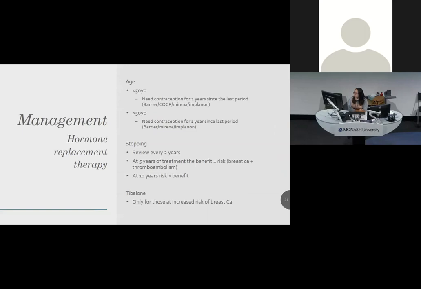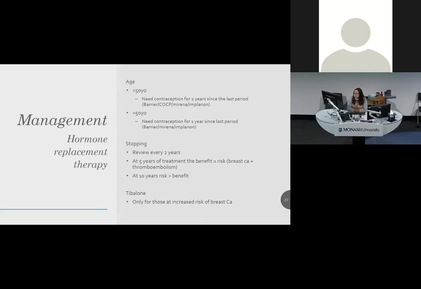So at 5 years after starting treatment, the benefit of the treatment, being bone health and things like that, equals the risk of breast cancer and thromboembolism. So at 5 years, you really need to sit them down and talk to them about whether they're going to continue, if they're still on it. And when they're over 10 years, really the risk outweighs the benefit and they really shouldn't be on it anymore. Their risk for breast cancer doubles, I think, and their risk of thromboembolism is very, very high. So if you have a lady who's on HRT for 10 years or more, you've really got to sit them down and say, look, you're probably going to die from something else if I keep you on this.